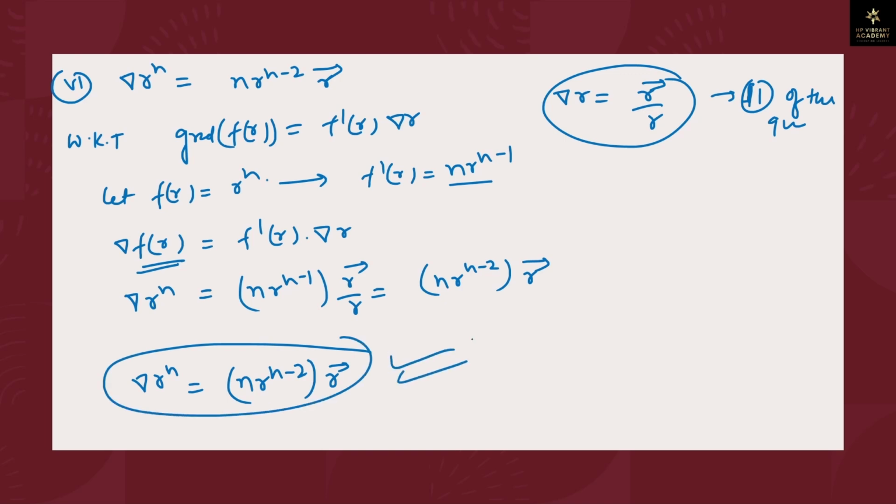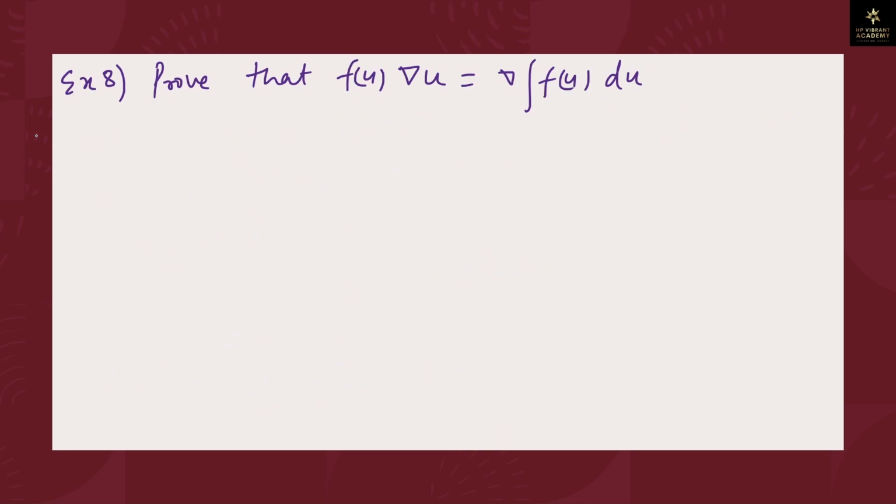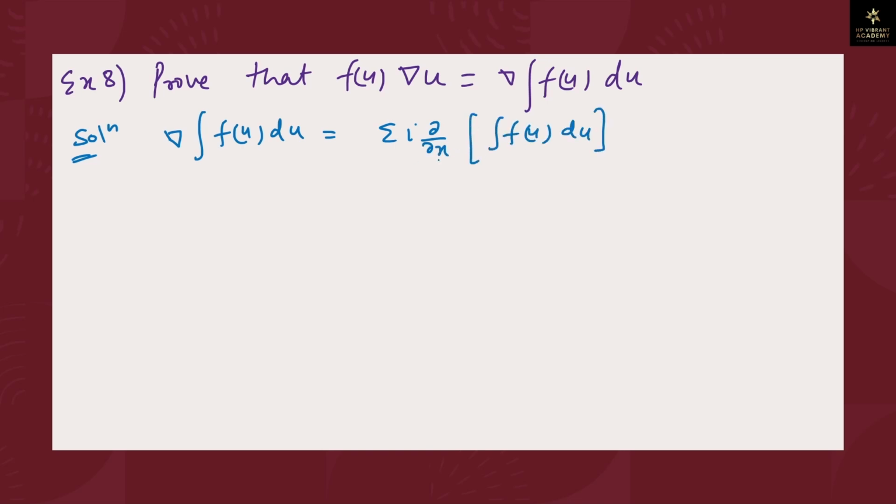Now let us discuss question number 8. How we can solve this? So we have del of integration f of u du. Okay, so this we can write as summation i del upon del x of integration f u du. So this we can write as summation i del upon del u into integration f u du into del u upon del x. Understood?